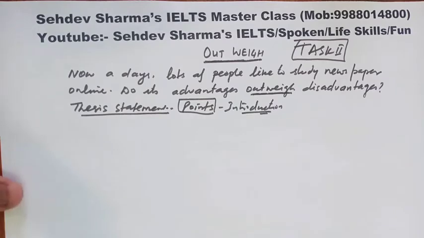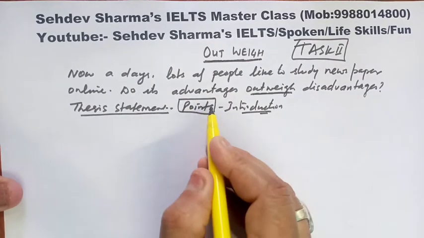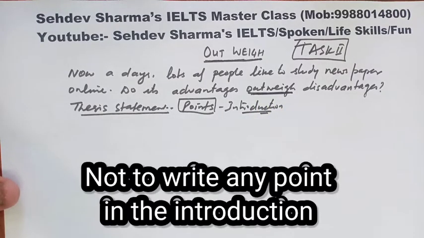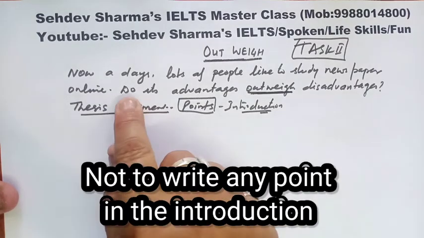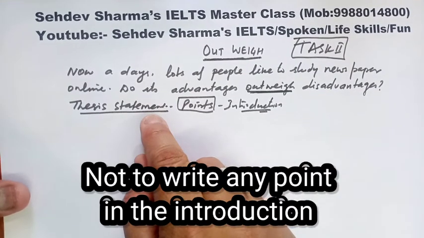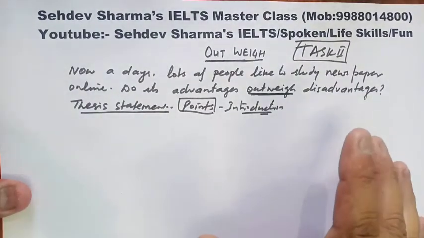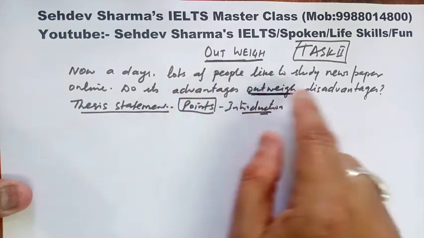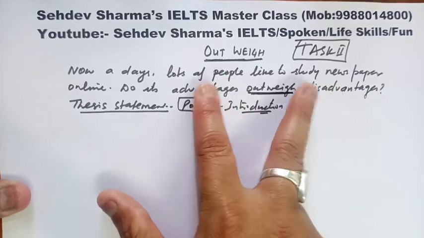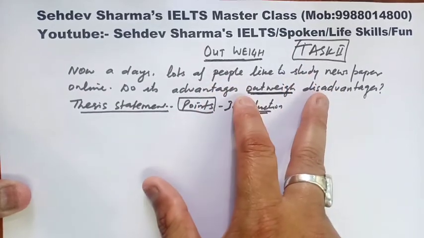But when it comes to outweigh particularly, I never advise my students to write the points in the introduction. What is the logic for that? I will tell you the logic, dear students. This question asks me, do its advantages outweigh disadvantages? That means it is something like a forecast. For example, these are two different teams which are going to fight with each other, and we don't know which team is going to win.